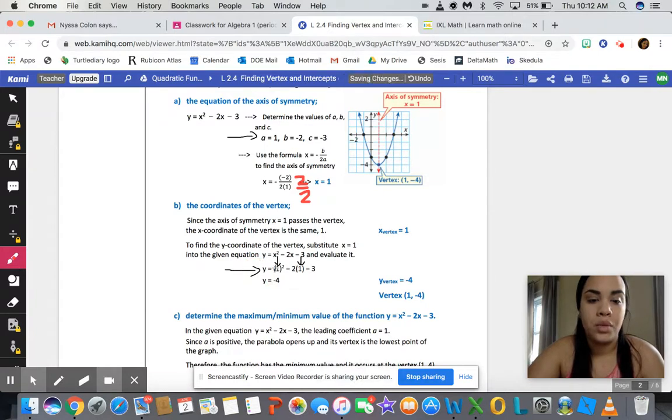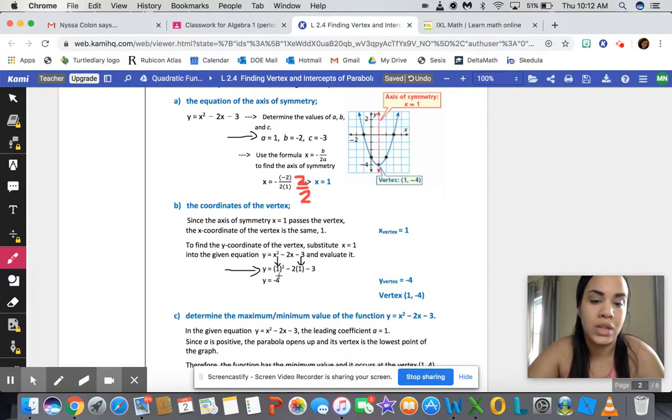What is the variable of this equation here? y equals 1 squared minus 2 times 1 minus 3. What is the variable here? The variable is y. So if we're solving for the variable, which is y, we have the x coordinate, now we're going to get the y.